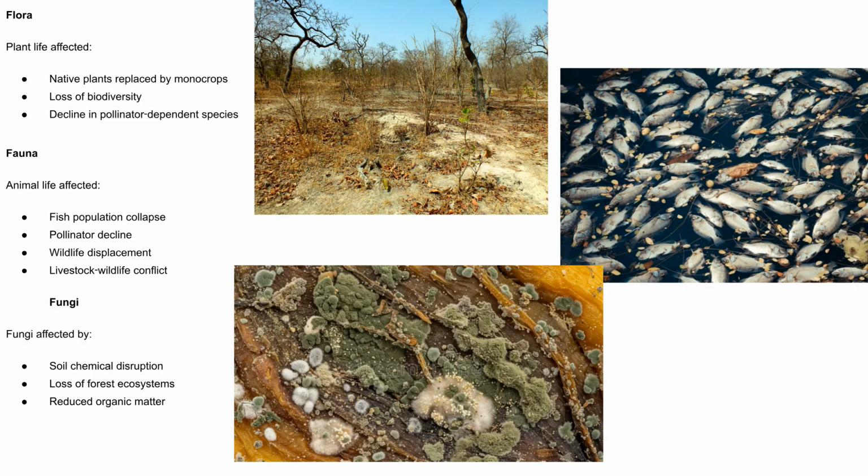For this slide, we also talk about the ecosystem impacts and how the food system touches every part of the biosphere. Native plants are being replaced by monocrops, pollinators decline, fish populations collapse, and soil fungi are damaged by chemicals. These losses weaken ecosystems and reduce biodiversity.